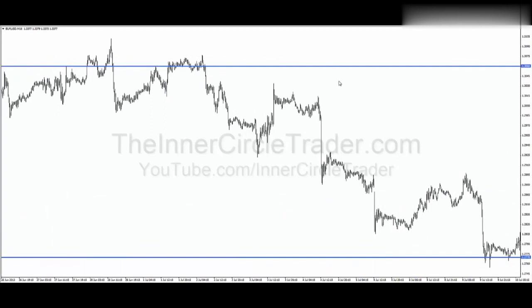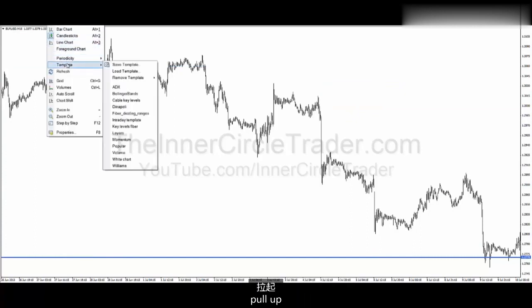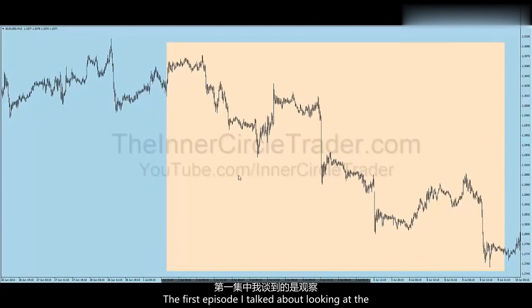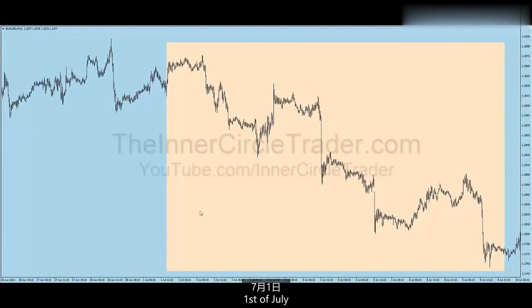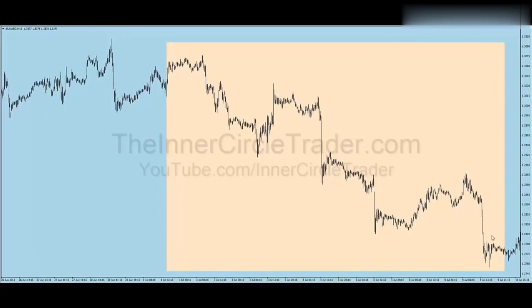Okay, we are in that small little section of price, and what I'm going to do is pull up this area here, as you can see. Now, the first episode I talked about looking at the 1st of July to about the 9th of July, okay? And I wanted you to study what price was doing in all of this sample size of data. Now, again, we were talking about that section.